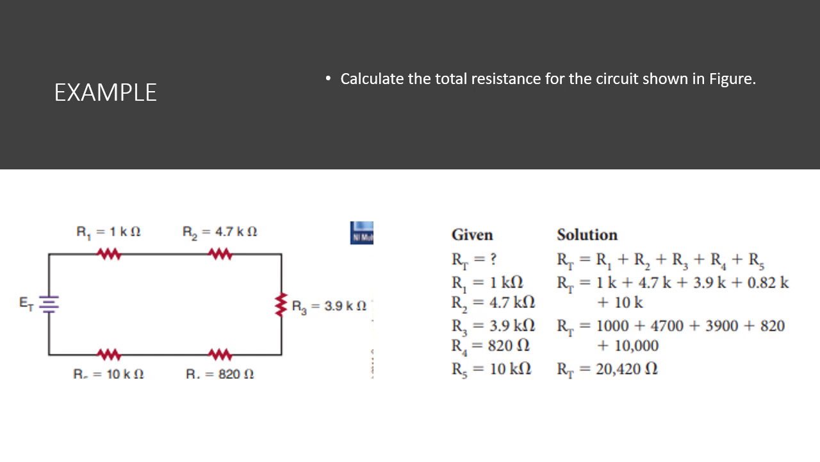Example: calculate the total resistance for the circuit shown in the figure. In this example, we need to find the total resistance, which is RT, given in the diagram. R1 equals 1 kilo ohm, R2 equals 4.7 kilo ohms, R3 equals 3.9 kilo ohms, R4 equals 820 ohms, and R5 equals 10 kilo ohms. In order to find total resistance, RT, we need to add up R1, R2, R3, R4 and R5 since they are connected in series. Therefore, RT equals 20,420 ohms.